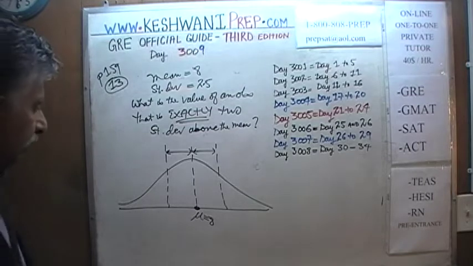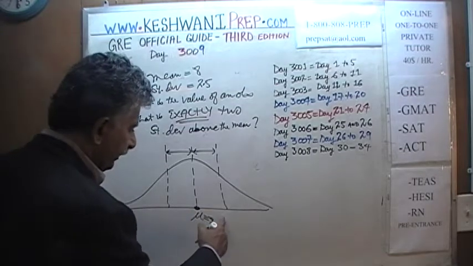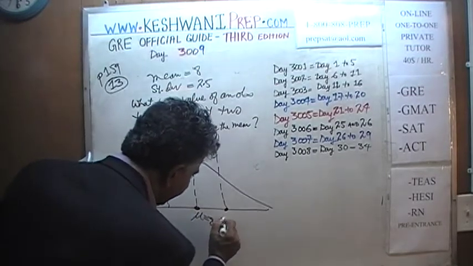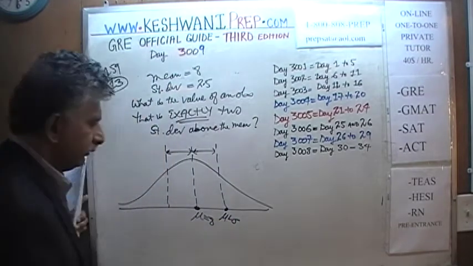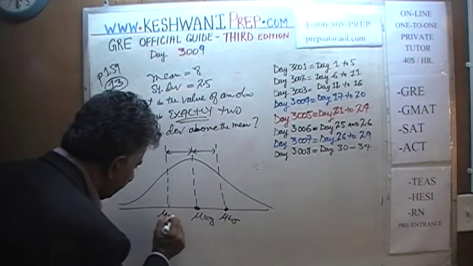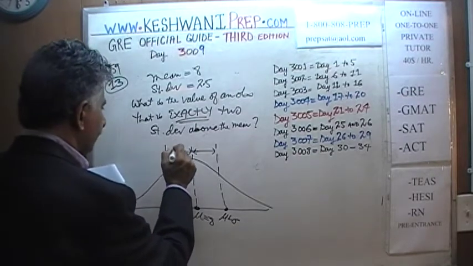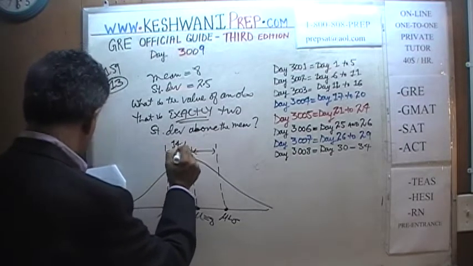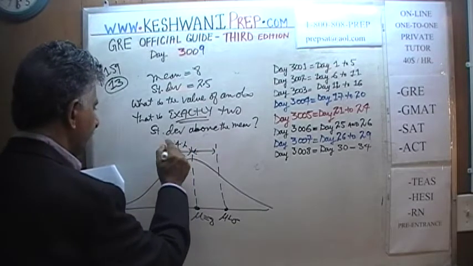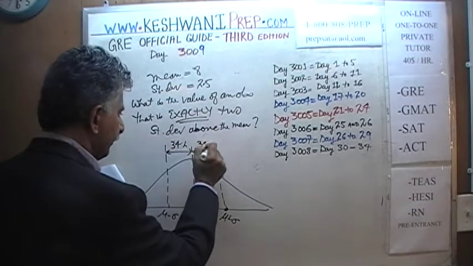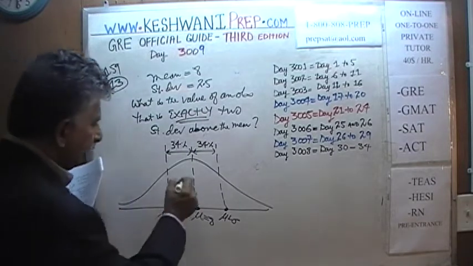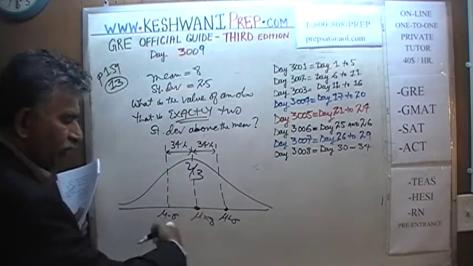But as we know, if you move one standard deviation from the mean, this observation right here is the mean plus one standard deviation. And this one is the mean minus one standard deviation. This region captures 34% of the observations, and this covers 34% of the observations. In other words, two-thirds of all the observations fall within one standard deviation of the mean.